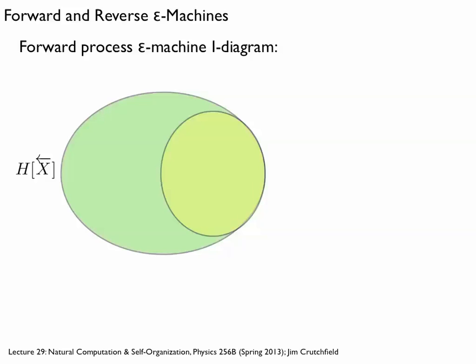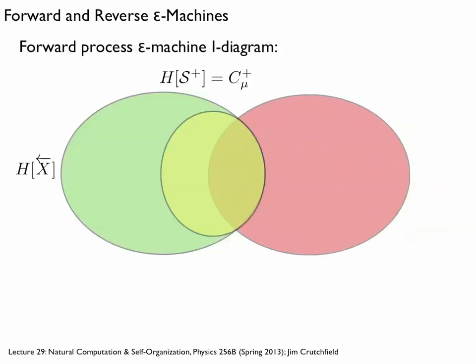Then I just put in the yellow circle. That's a subset of the past. This is the state information, right? The forward causal states are defined in terms of the past, so whatever information they contain is part of the past. And the size of that is the forward statistical complexity. And of course we have the future.